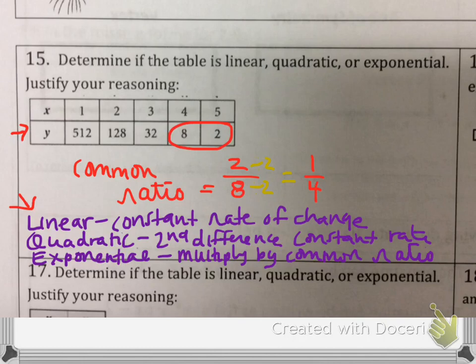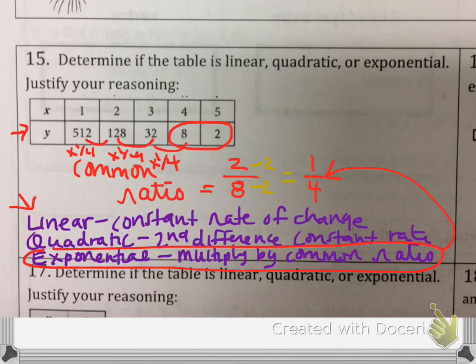So let's check that. If I take 512 and divide by 4, in other words multiply by 1/4, you do get 128. If you take 128 and multiply by 1/4, you do get 32. If you take 32 and multiply by 1/4, you get 8, and so forth. Therefore, this table is exponential because I multiply by a common ratio, and the common ratio is 1/4.